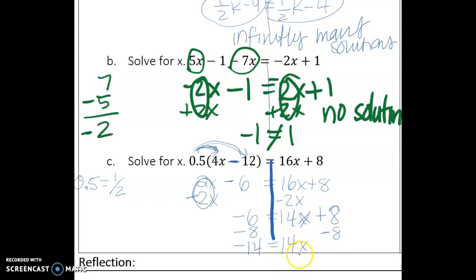So finally, I'm going to divide by 14, and 14 divided by 14 is 1, but it was a negative 14, so my answer will be x equals negative 1. So I have one solution, which was x equals negative 1.